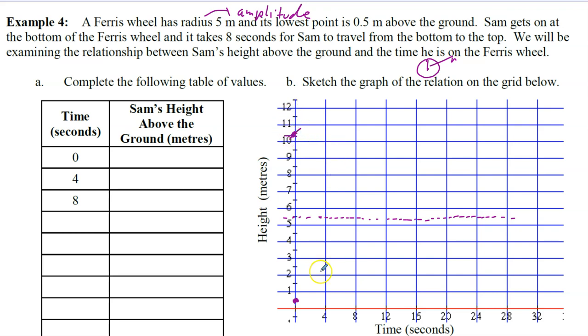And it takes 8 seconds to travel from bottom to top. So 8 seconds, and then he's at 10.5, which means 4 seconds he's in the middle, which means 4 seconds later he's at the minimum, and then to the middle, and then to the max, and then to the middle, and then to the min. Right? So remember, a period is split into 4 parts. So the period is 16 seconds.